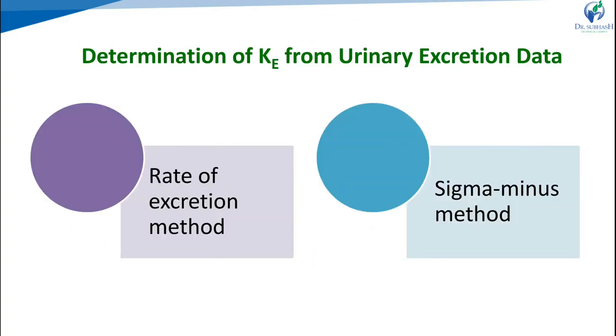For the determination of the elimination rate constant using urinary excretion data, two methods are used for calculating the elimination rate constant. The methods are the rate of excretion method and the sigma minus method.